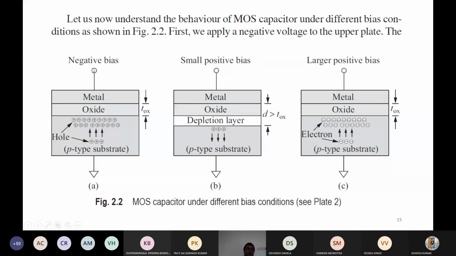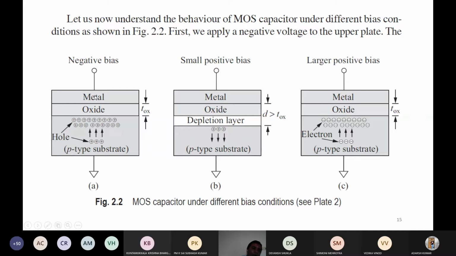Let us understand what happens if we apply a negative bias on the gate, which is this terminal of the MOS capacitor. Due to this negative bias, some negative charges will be there, and they will try to repel the electrons. This p-type substrate has holes, since it is p-type silicon. The majority charge carriers are holes.